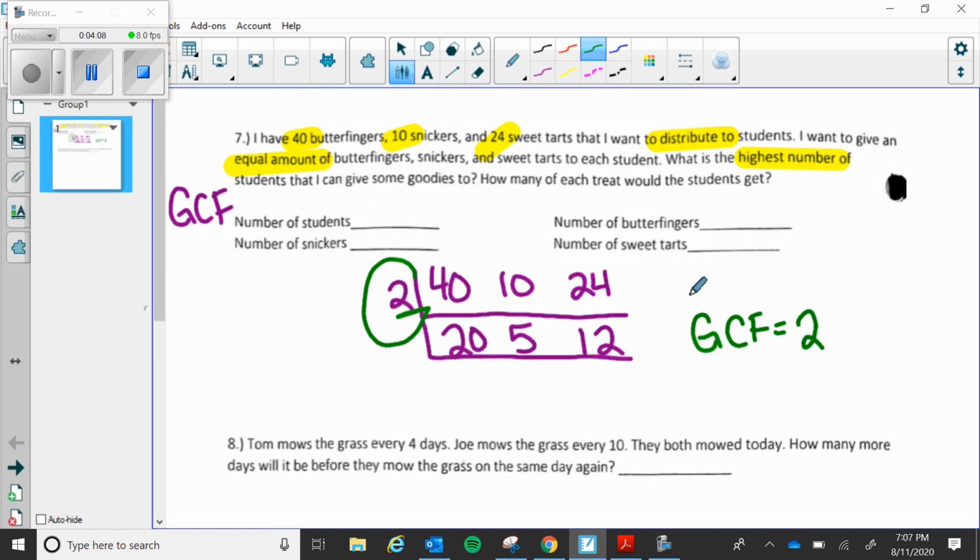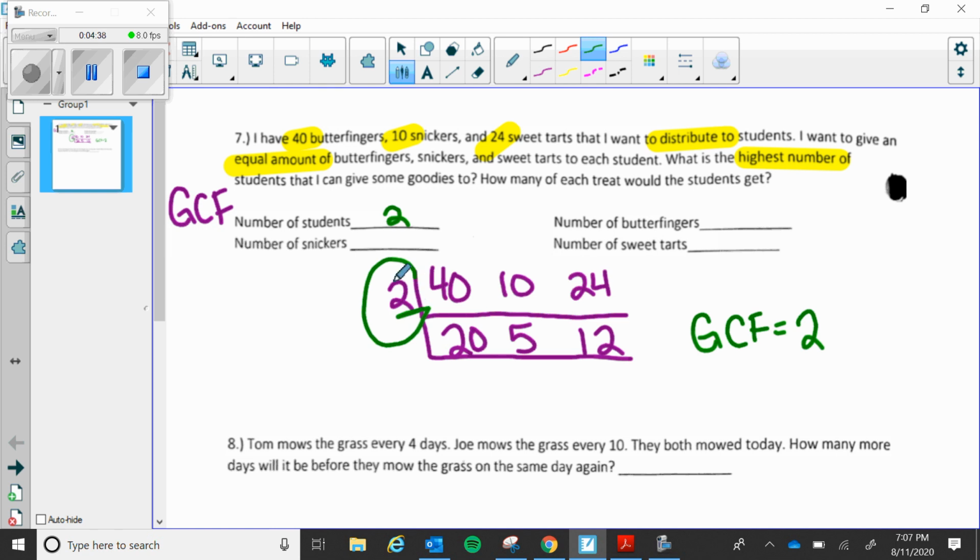which means that our GCF equals 2. So because they're word problems, this is actually not your final answer. If you notice, there are some blanks over here that we have to fill in. And there was actually another question that we have to answer. So the GCF, that is actually telling us the number of students. So that first question asked us, what is the highest number of students that I can give some goodies to?